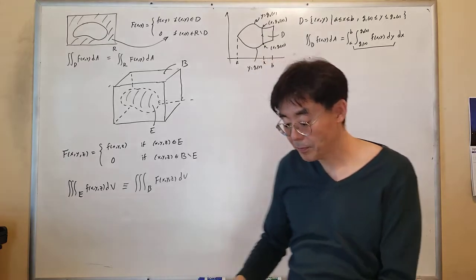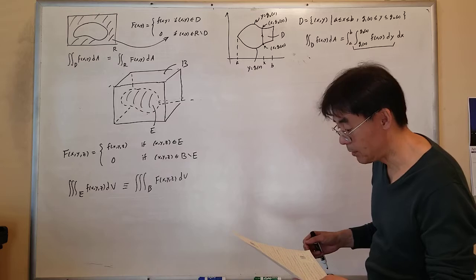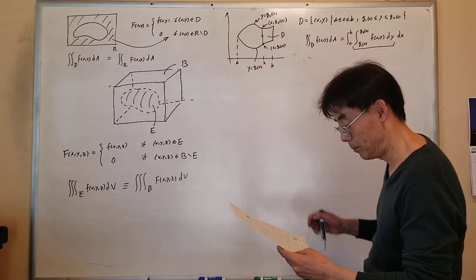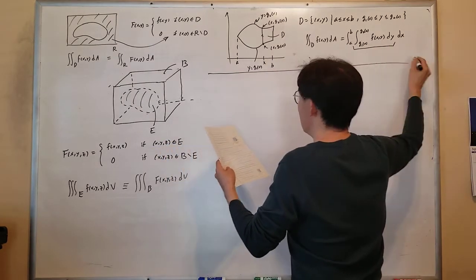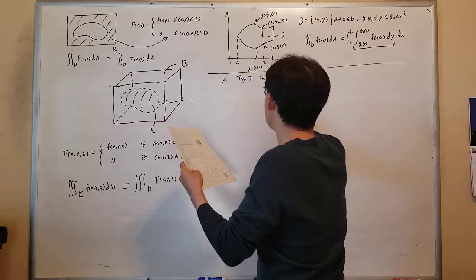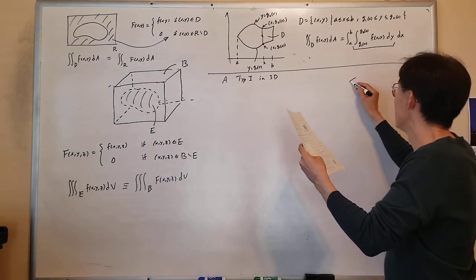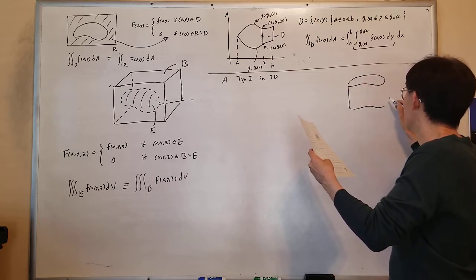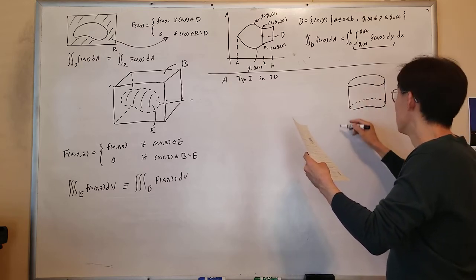That is, as you can see in the picture, we'll have to think about type 1. So type 1 in 3D means your domain is a generalized cylinder, okay?